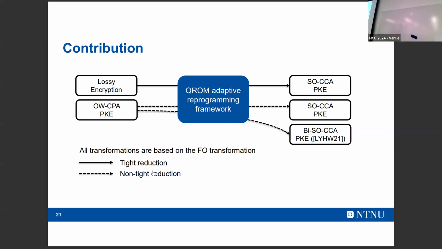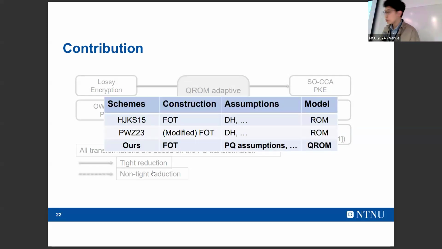So in our work, we start by considering one-way CPA secure PKE, and we use the FO transformation to try to turn the one-way CPA PKE into an SO-CCA PKE. It turns out that we need the pure adaptive reprogramming framework to achieve this goal. I'll explain more details later. Actually our work enables SO-CCA FO constructions in the QROM, because we can instantiate such a construction from any post-quantum assumptions.